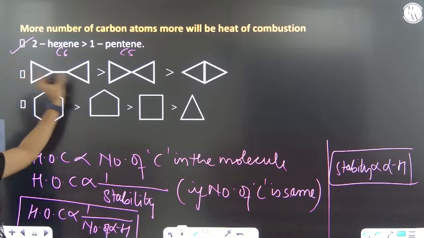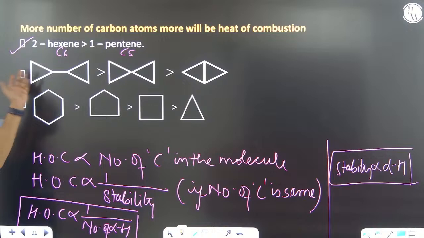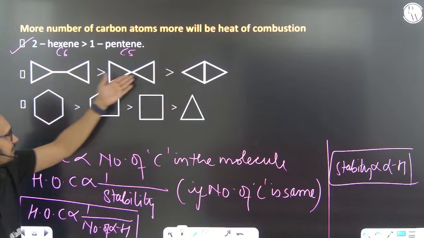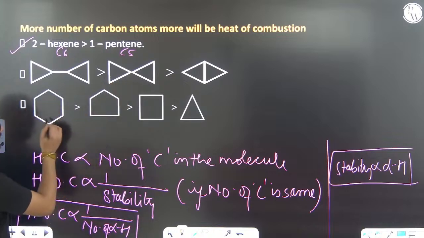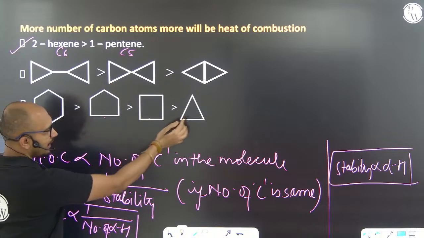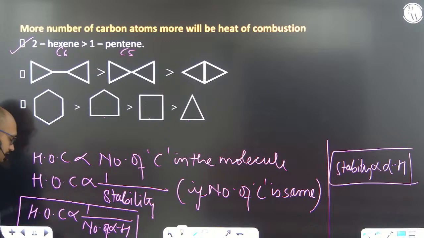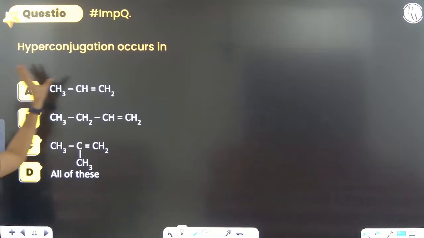Next, here how many carbons are there? On the basis of number of carbon, you can see more carbons, fewer carbons, least carbons. So this is more than this, and this is more than this. I hope you all can see that. Again here, more carbons are there. Let's move ahead.